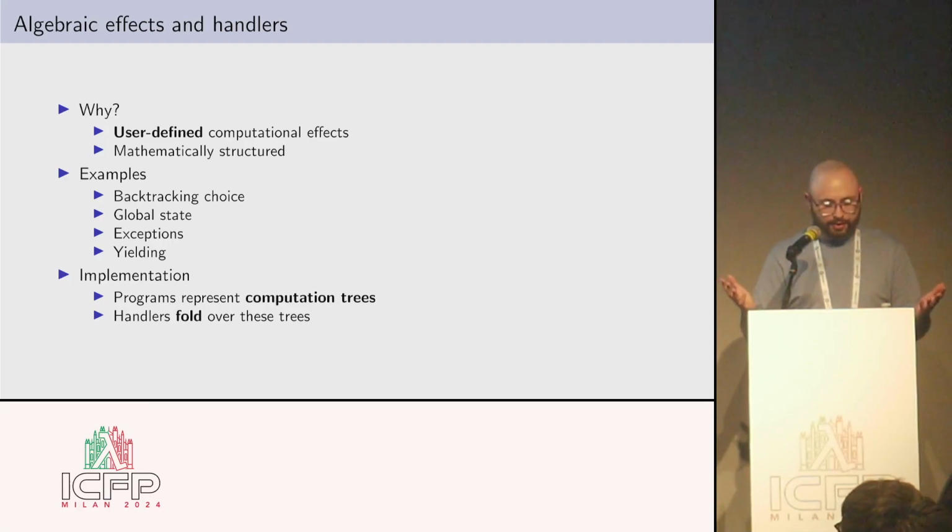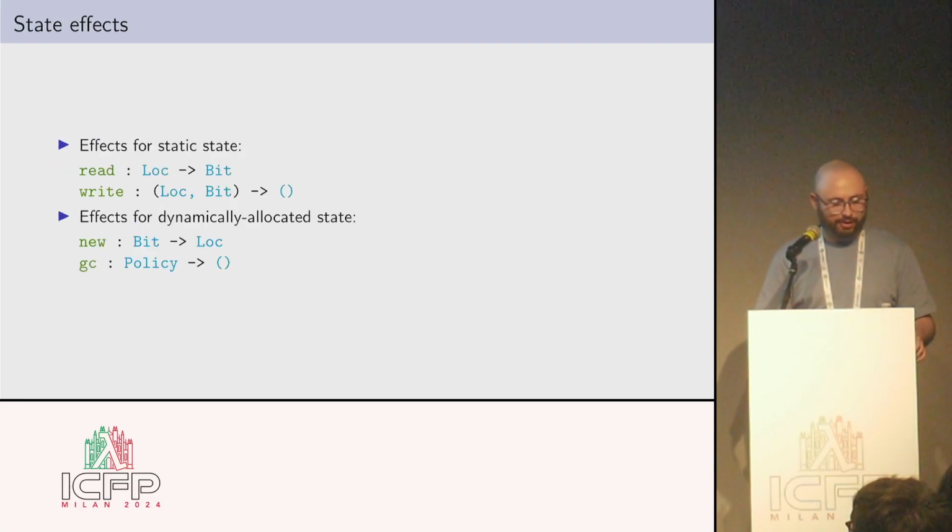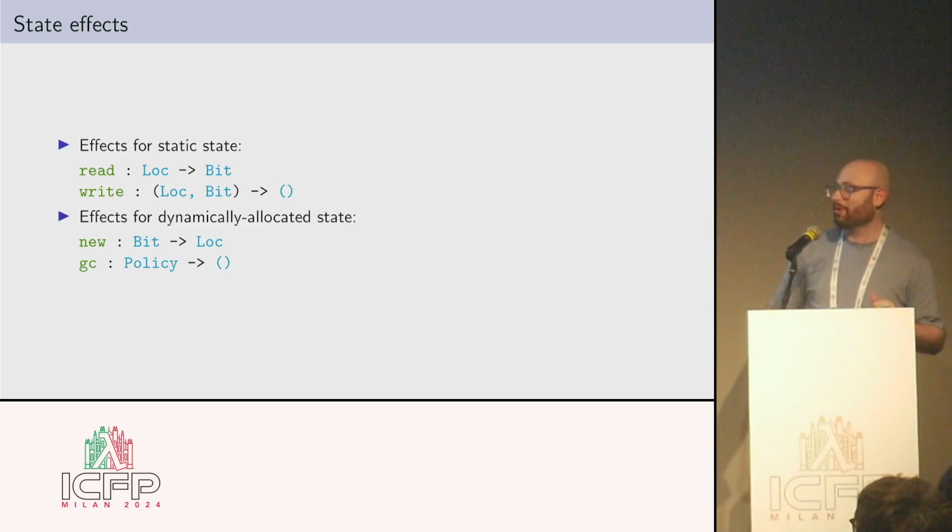And one way to implement them is to have programs be computation trees. Especially if you're implementing it as a library in, say, Haskell or Idris, you can implement them as computation trees, and then programs are exactly computation trees. And handlers for them are just folds over the trees. So let's look at an example computation tree. Oh, that's a bit later, actually. First, let's introduce the effects that the tree is going to use.